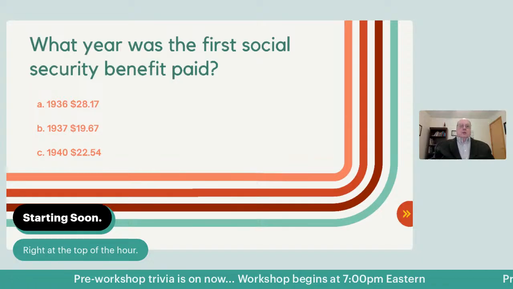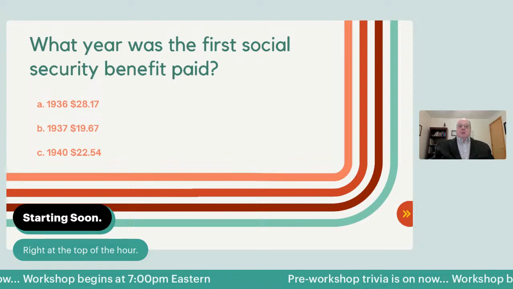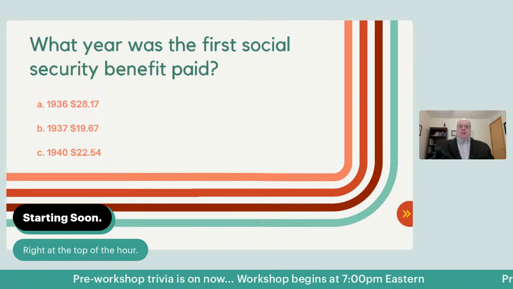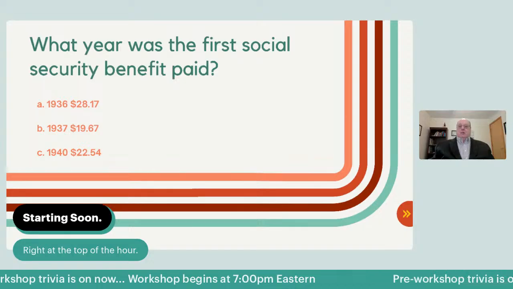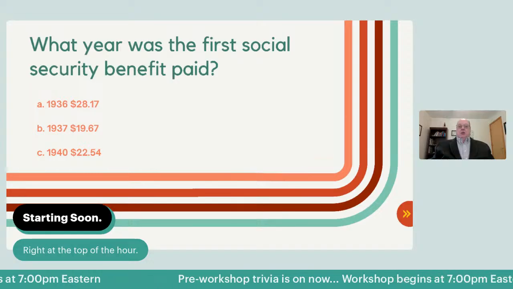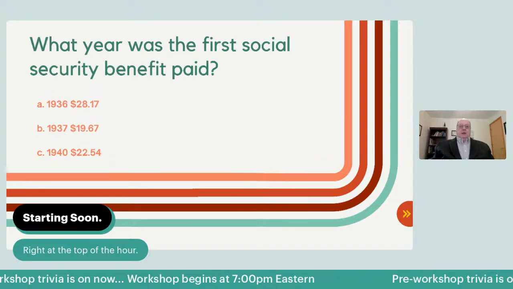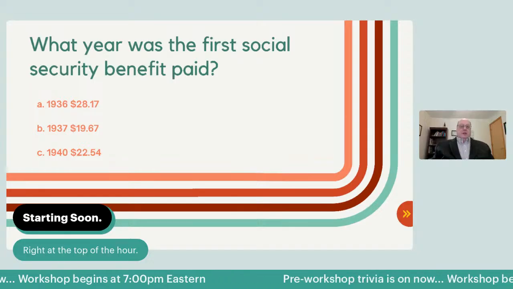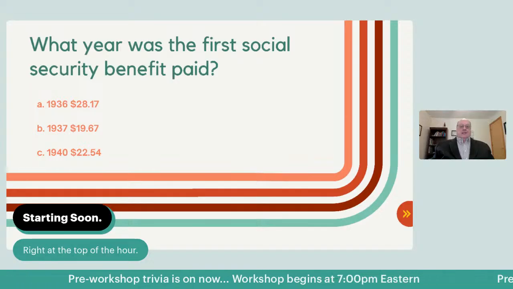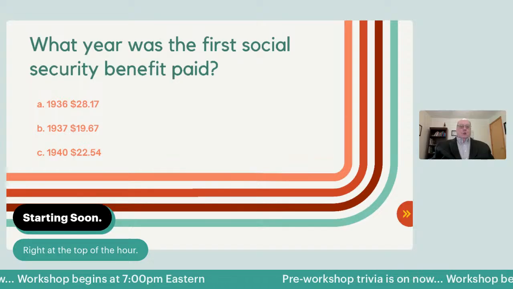Now, to give you a little bit of a boost here, Social Security was passed in Congress and signed into law in 1935. So what do you think? 1936 A, 1937 B, or 1940 C? I see a B, I see a C. Got a couple different channels here tonight. There's some more C's. Oh, lots of C's.